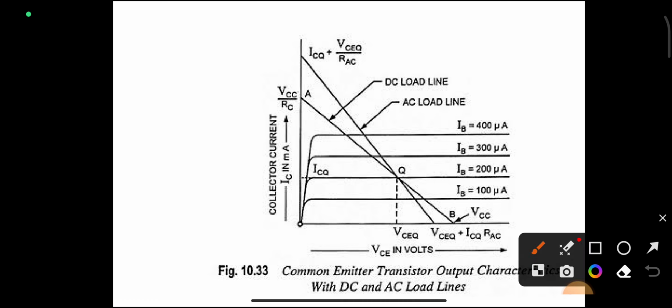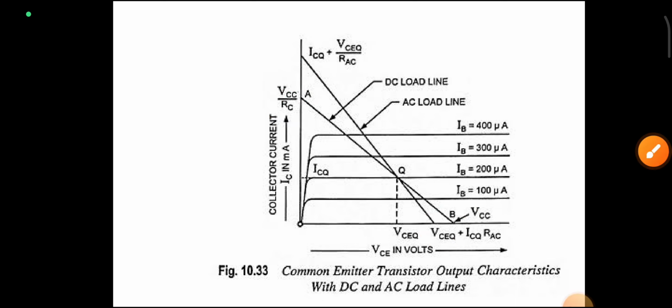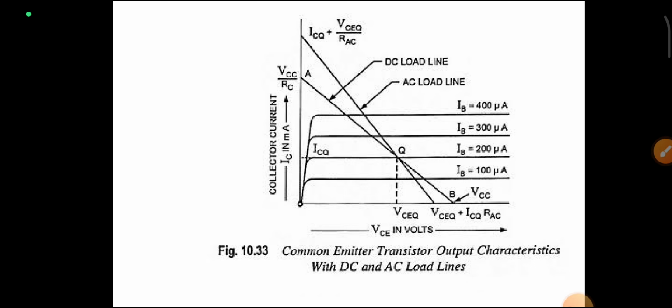The collector current due to AC is greater than on the DC load line. The saturation point here is greater than on the DC load line, and at the cutoff region, the VCE voltage across the collector and emitter junction is less on the AC load line. So this is about the AC and DC load line for a small signal amplifier.